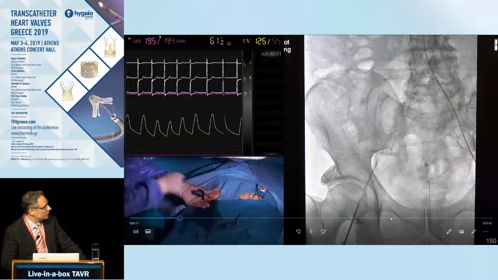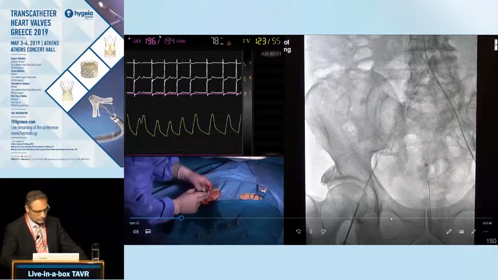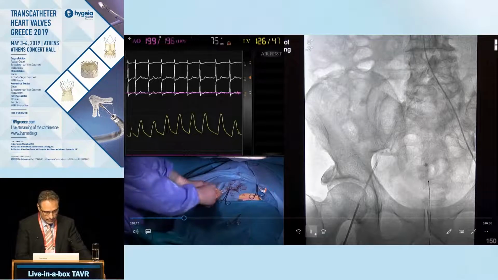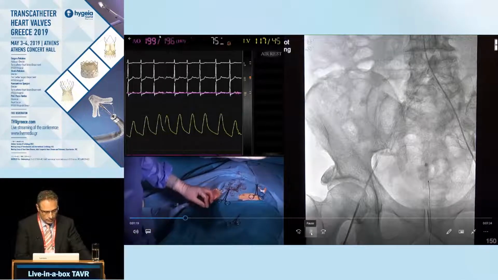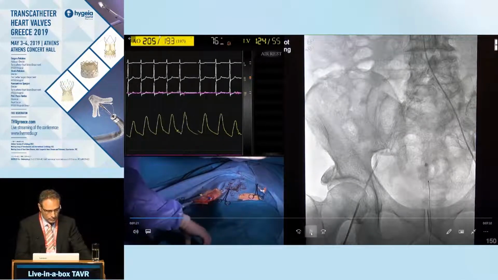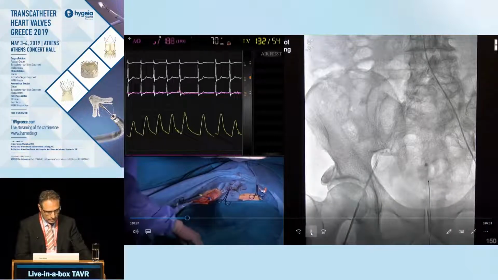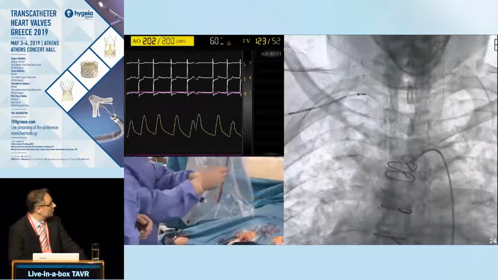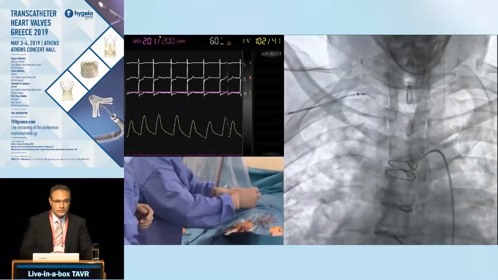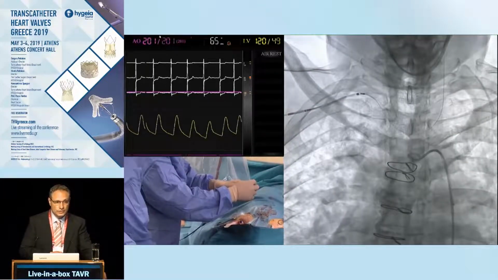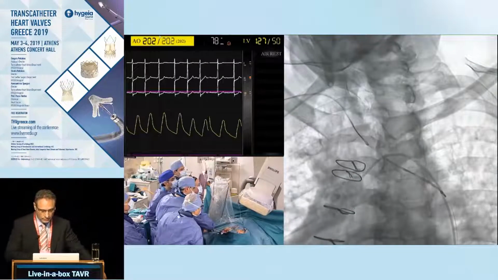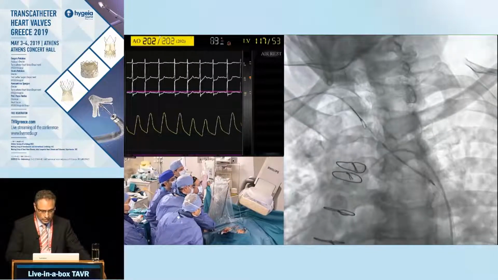And then we insert an 8 French sheath at the puncture site. At the same time, as you will see here, we have already inserted the radial sheath, which was a 6 French radial sheath through which we would insert the Sentinel device. And here you see the introduction of the Sentinel device up to the aortic arch.